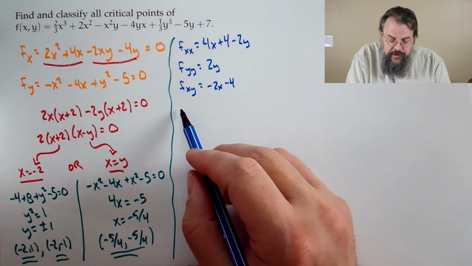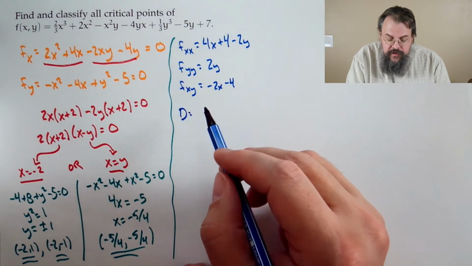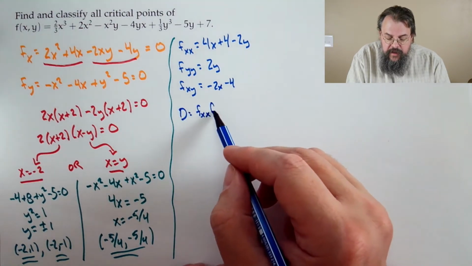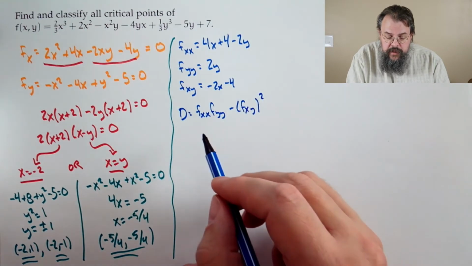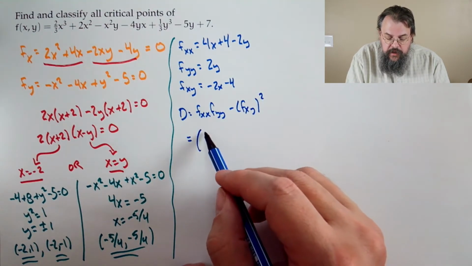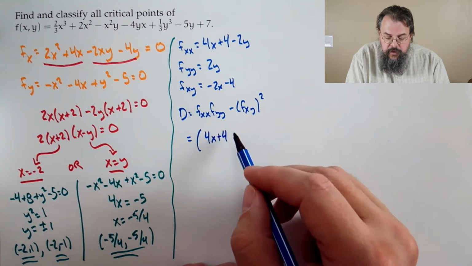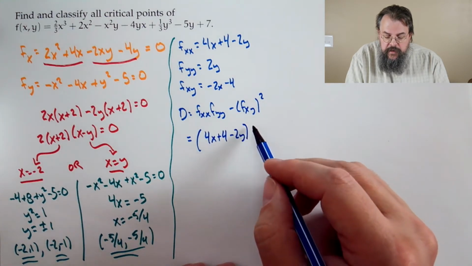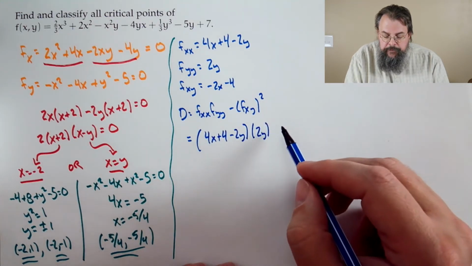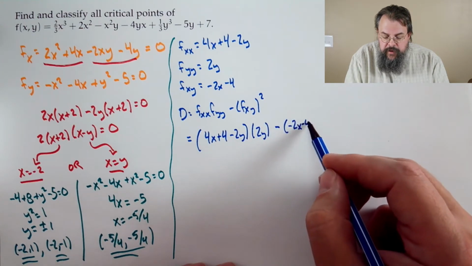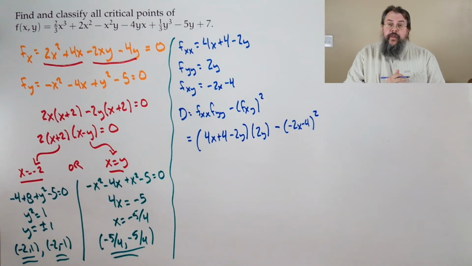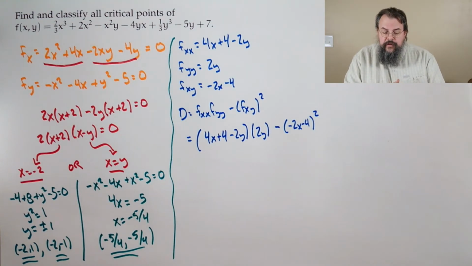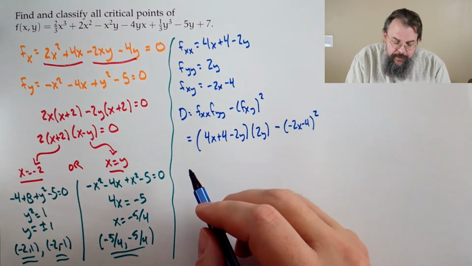So our discriminant, which is fxx times fyy minus fxy quantity squared, is really (4x + 4 - 2y) times (2y - 2x - 4) squared. All right, well, let's begin. So we'll plug in our points.